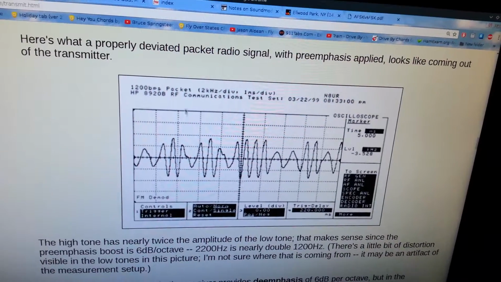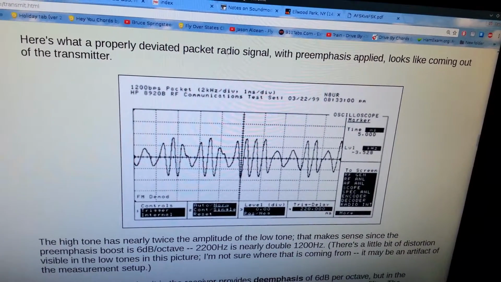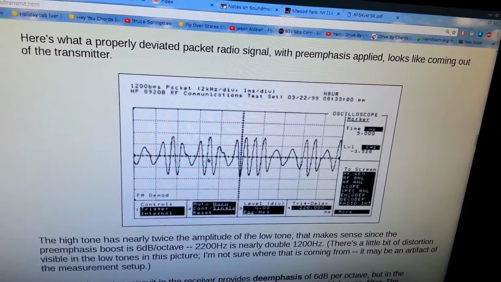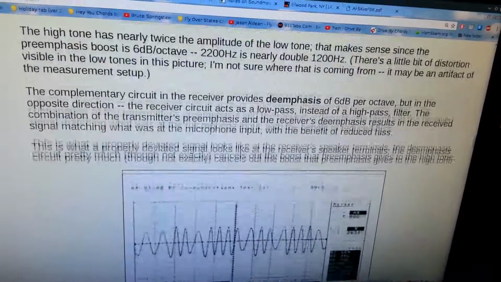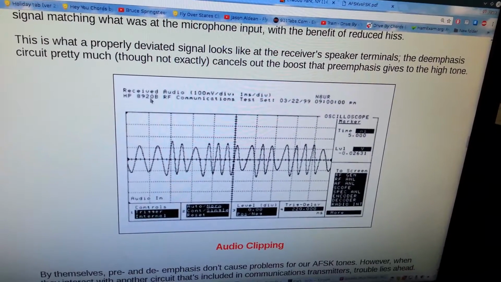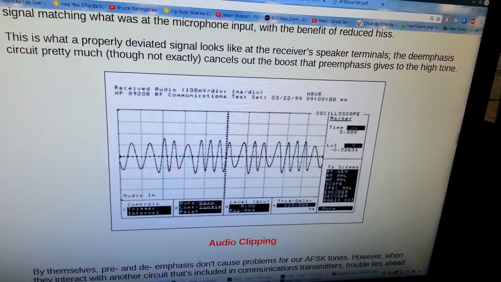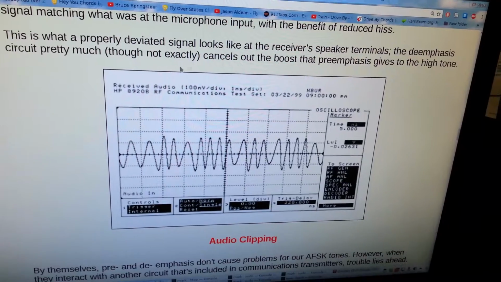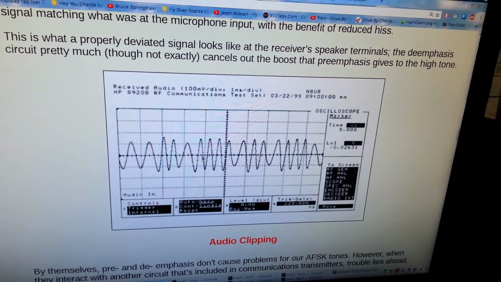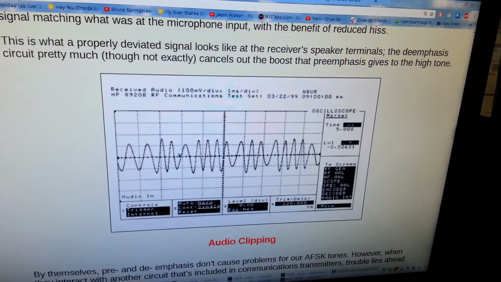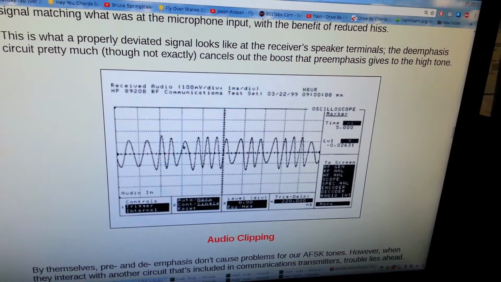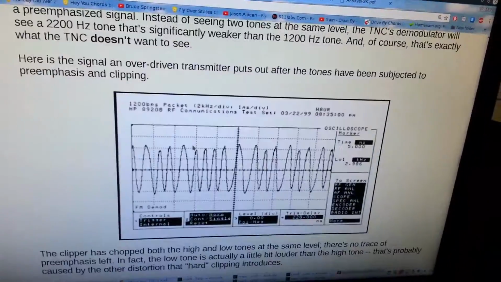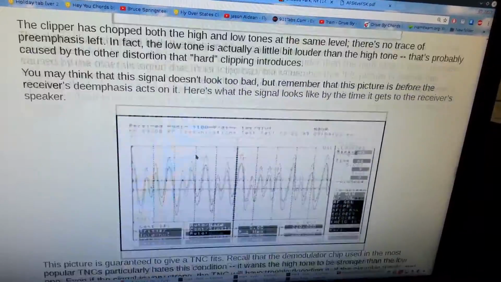This is an example of a properly deviated packet radio signal with preemphasis applied. And this is what it looks like when it comes out of the transmitter. Again, it's clobbered. And this is what a properly deviated signal looks like at the receiver. The deemphasis pretty much cancels out the boost that preemphasis gives to the high tone. So this is kind of what you would get with the preemphasis and deemphasis when things are at or near best they can be. Then he goes into audio clipping and the problems that can occur.